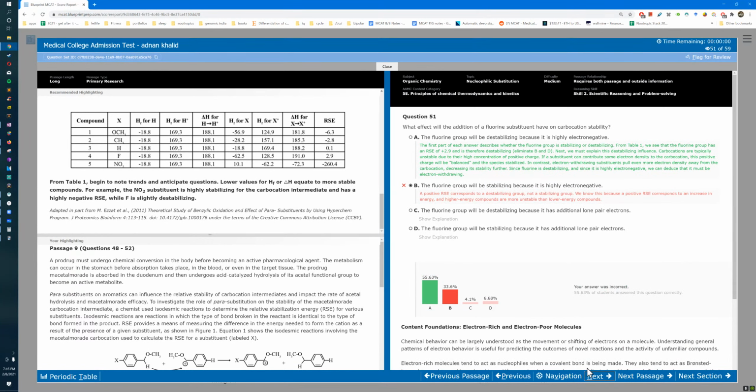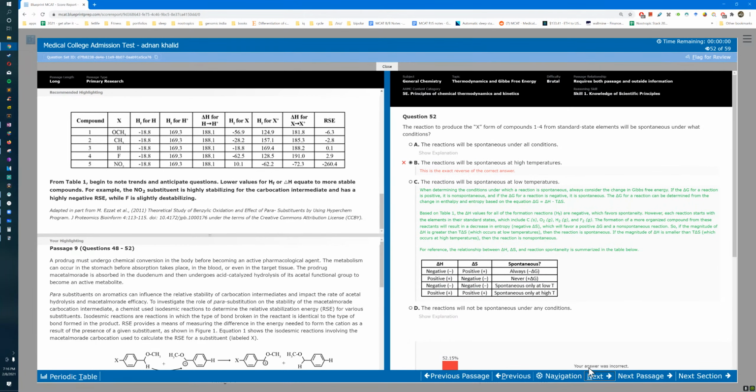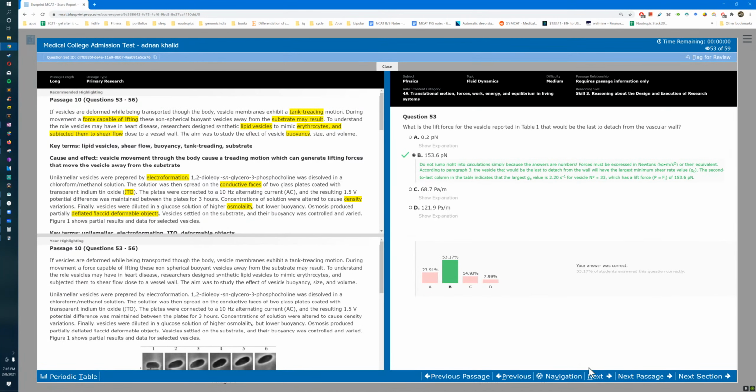This one, yeah, actually it will be destabilizing because it's very electronegative. Again, I'll go over the electron withdrawing groups and stuff later. This one, yeah, I just didn't want to deal with it, so I just went through it fast.